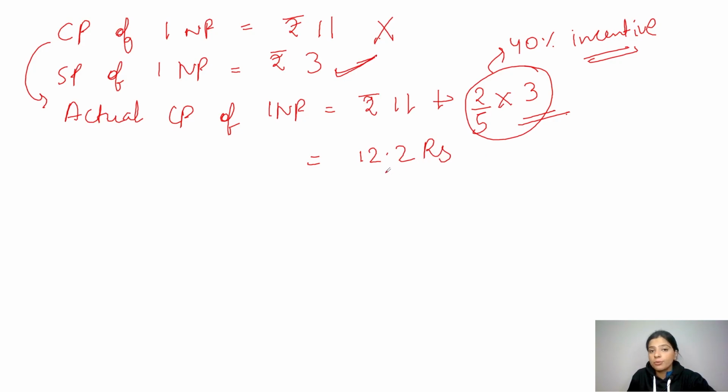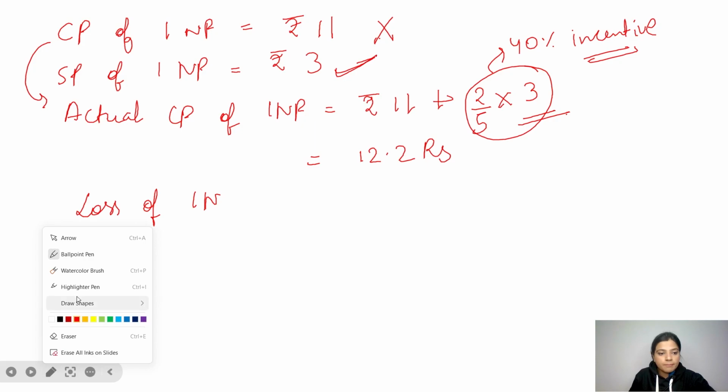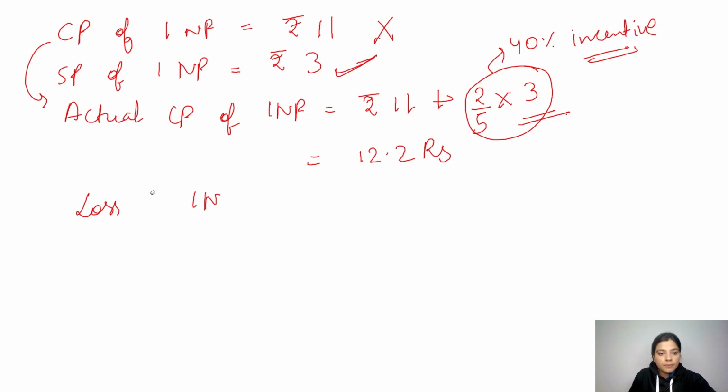CP is 12.2 rupees, whereas SP is only 3 rupees. So you can quickly calculate the loss on one newspaper. Loss on one newspaper is nothing but 12.2 minus 3, that is 9.2 rupees. So this is the loss on one newspaper.